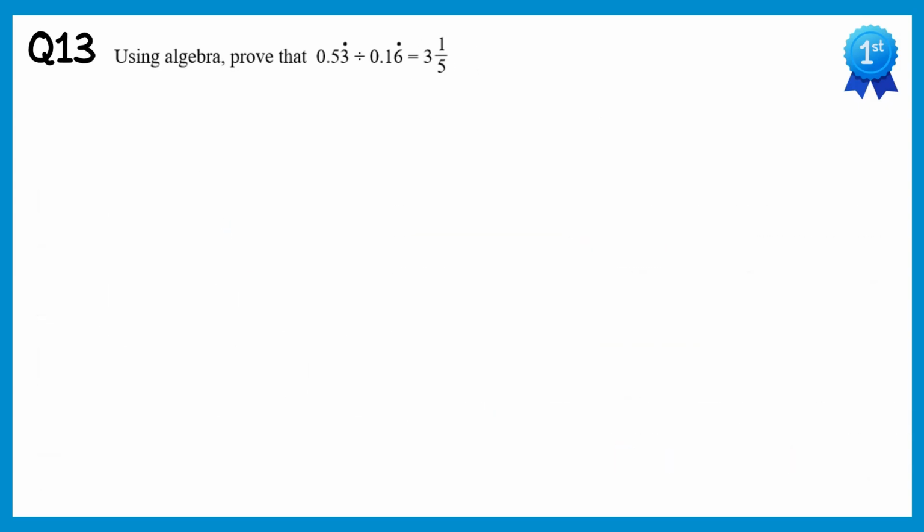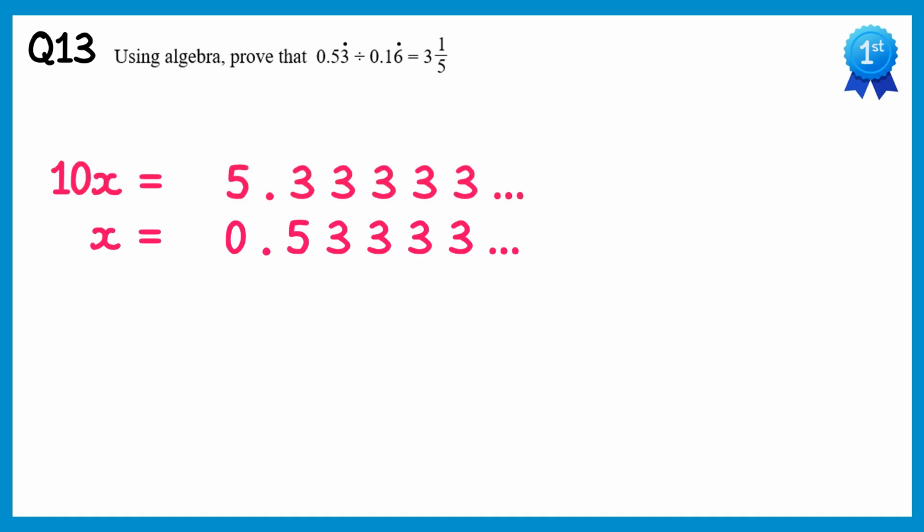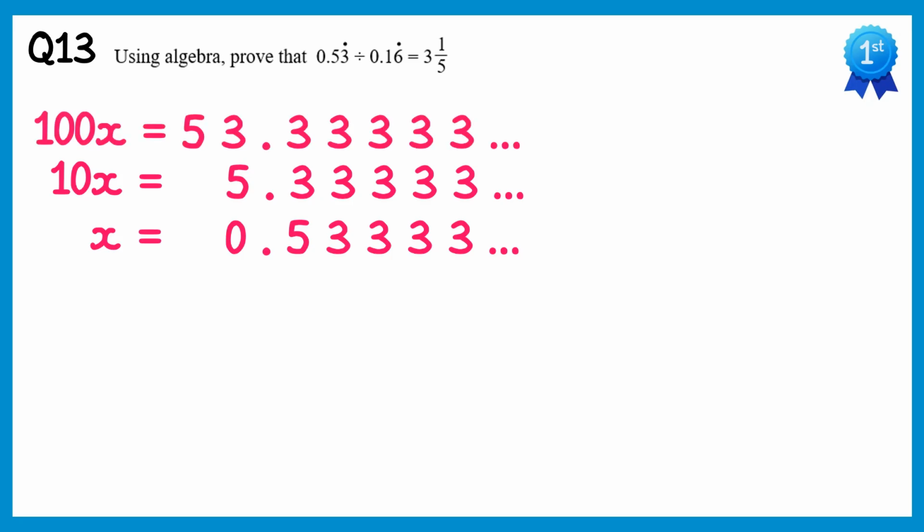To do this question, we're going to take each of these recurring decimals and turn them into fractions. So let's start with 0.53 recurring. We say x equals 0.53333 and so on. Then if we multiply this by 10, we'll get 10x, which is equal to 5.333 and so on. Now at the moment, not every single digit after the decimal point lines up, so we're going to multiply by 10 again, and we get 100x, which equals 53.3 recurring.